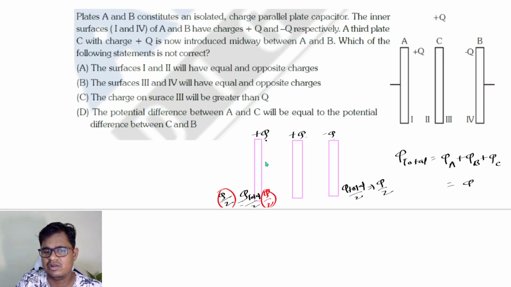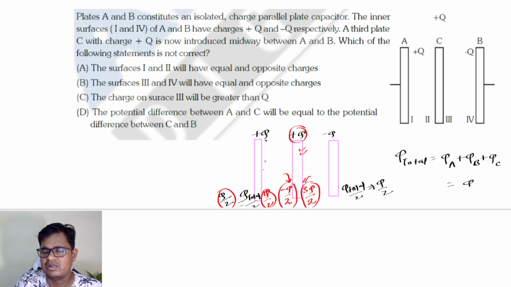Now if this is Q by 2, we know that the charges appearing on the facing surfaces of parallel plate systems are equal and opposite. Opposite faces have equal and opposite charges. So this is Q by 2, so this will become minus Q by 2. Now because it has total charge Q, out of that minus Q by 2 is on this surface, so on this surface it must be 3Q by 2. Now you can add these two, and you will get Q here, so no problem.